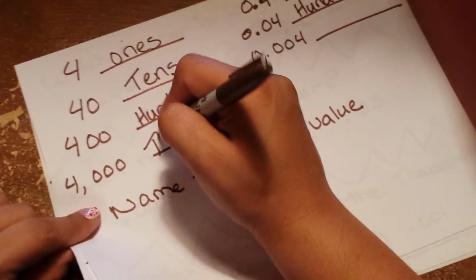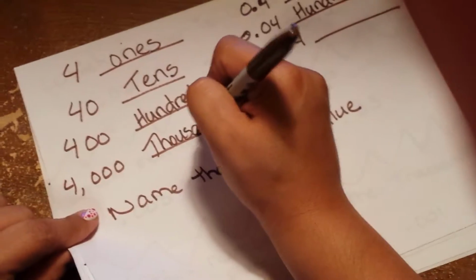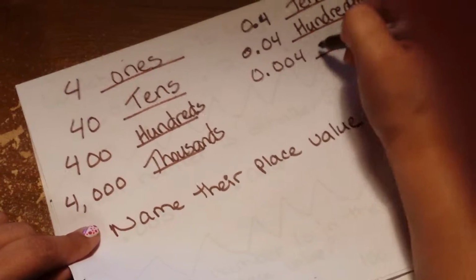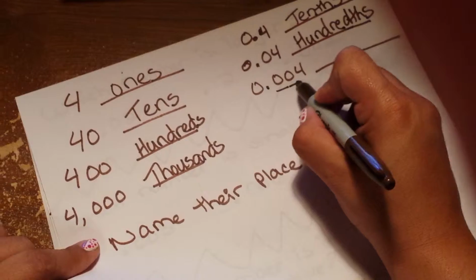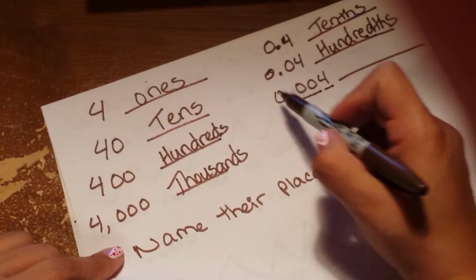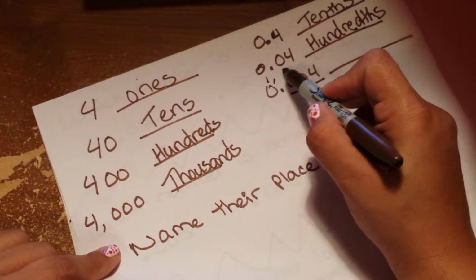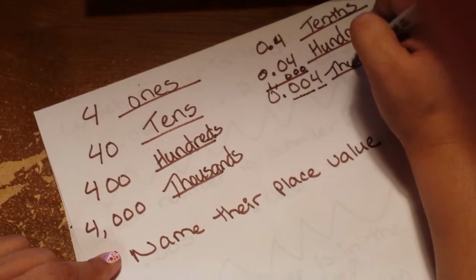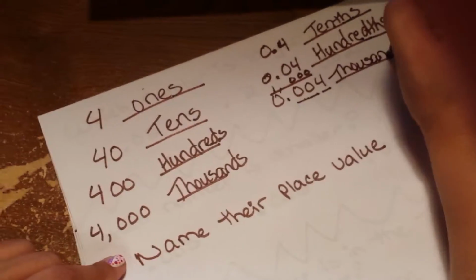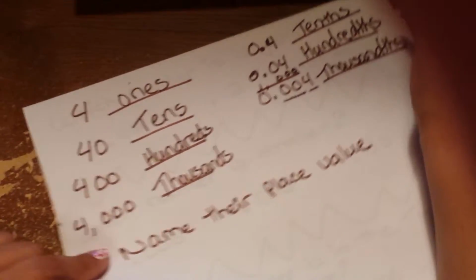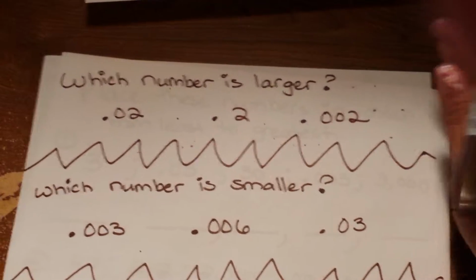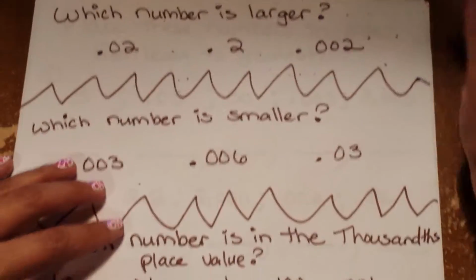4,000 is in your thousands. 0.004, remember it's got 0, 0, 4. It's as if I was writing my 1,000. It's my thousandths. Very good. Now what I need you to do, we're going to do this as a class.